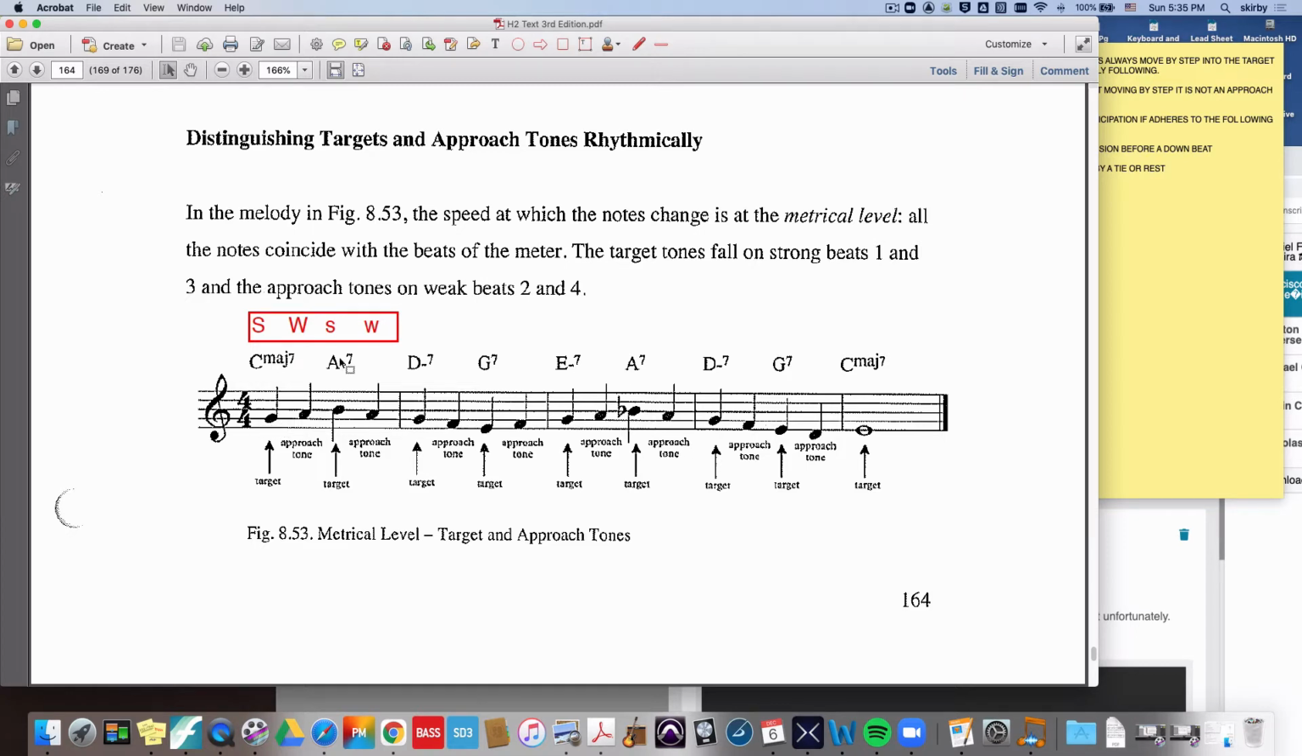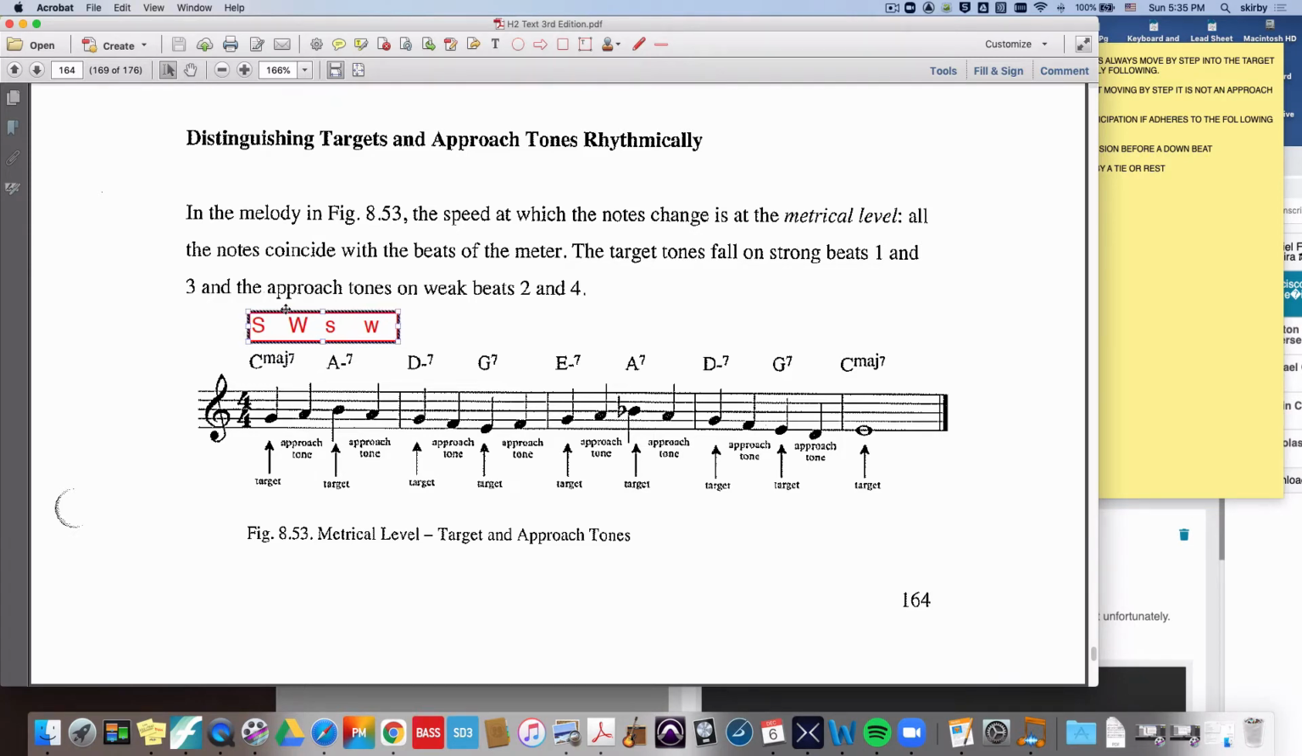In that scheme, there's a group of 4, right? And the first is strong, the second is weak, the third is strong, and the fourth is weak. That's the way we hear groups of 4. When a melody is moving like this, anything on beat 1 or 3 is a target note, and anything in between is an approach tone, because it's moving at the metrical level, and it's all about the groups of 4. That's the thing you got to remember.